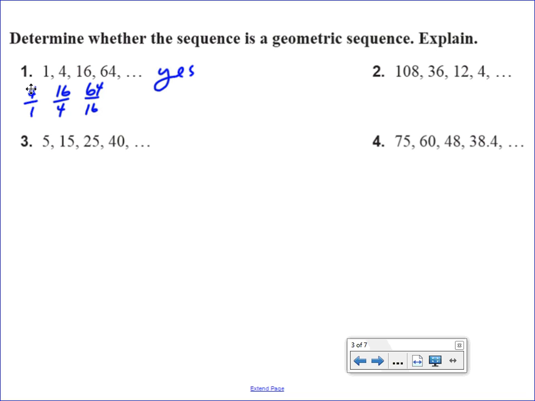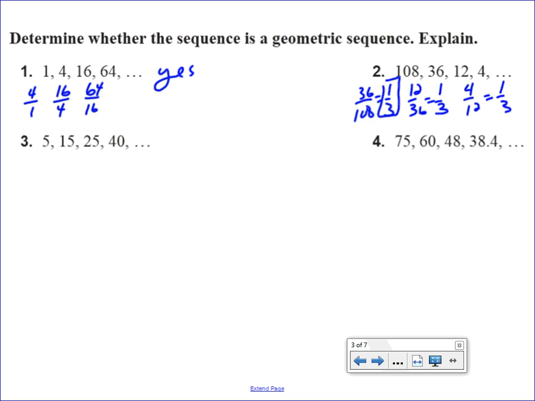Okay, how about this next one? If I took a look at number 2 and I did the same thing, 108 divided by 36, we would get a 3. Okay, let me back up. I divided those in the wrong order. I should have said 36 divided by 108. That is 1/3. A 12 divided by a 36 is a 1/3. And a 4 divided by a 12 is a 1/3. So our common ratio that we'd be talking about is a 1/3 in this case, since we're decreasing.